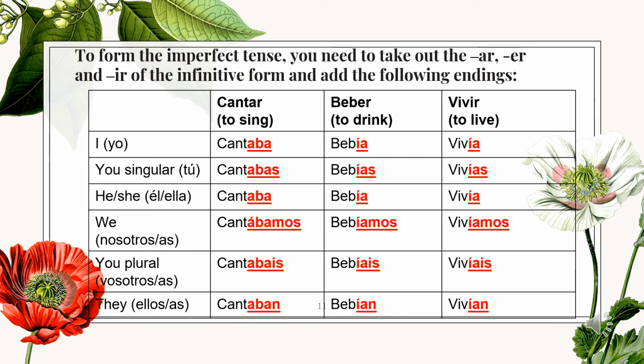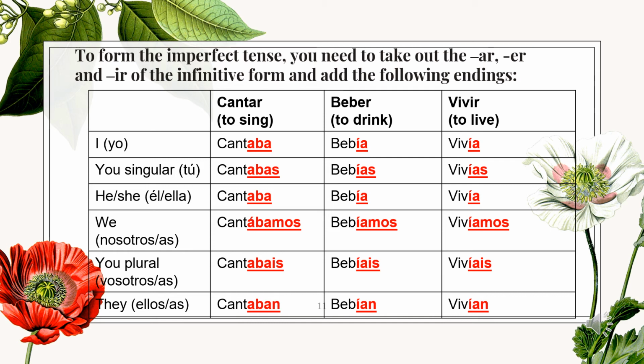For the ER verbs and the IR verbs, the endings, if you look at both columns, are completely identical. So, bebía, bebías, bebía, bebíamos, bebíais, bebían. And in the case of vivir, vivía, vivías, vivía, vivíamos, vivíais, vivían.